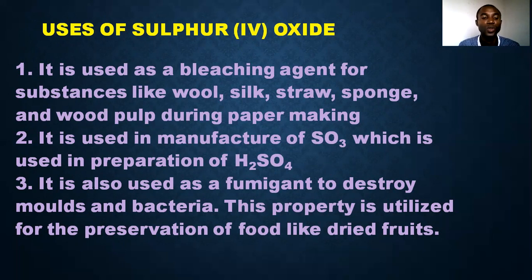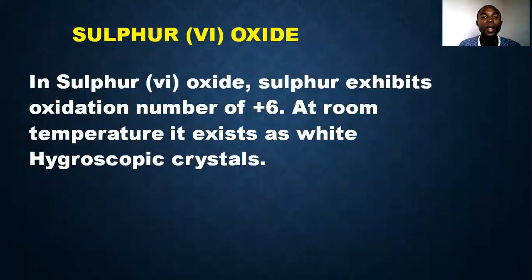This property is utilized for the preservation of food like dried fruits. So we also use it in the preservation of fruits, and it is used in the manufacturing of H2SO4, when it is used to manufacture sulfur 6 oxide. Through that, it is used to prepare tetraoxosulfate 6 acid, H2SO4, and as a bleaching agent.